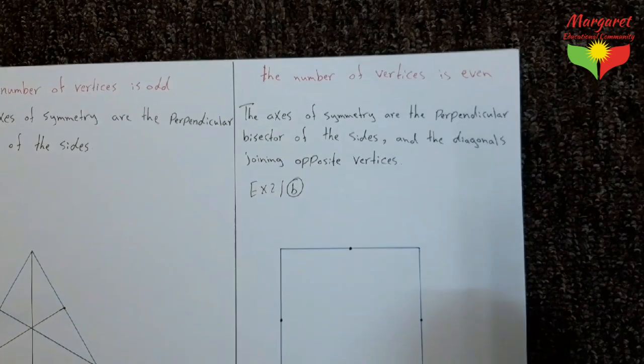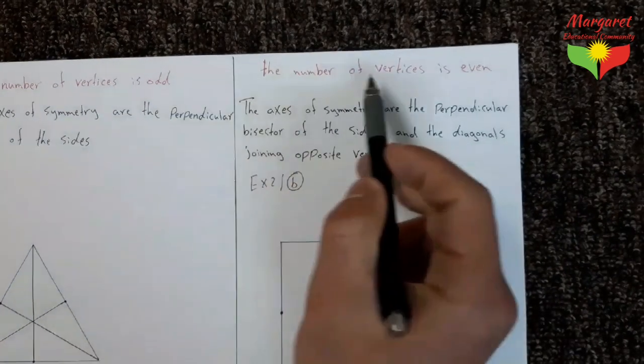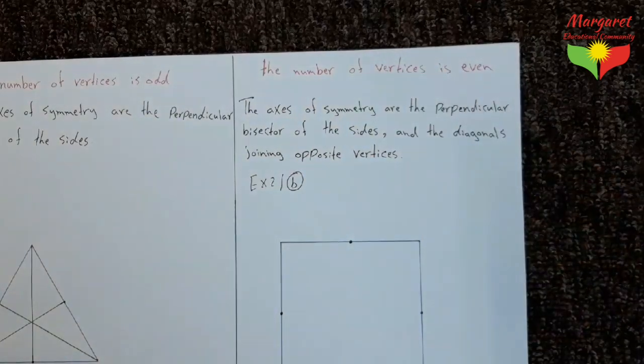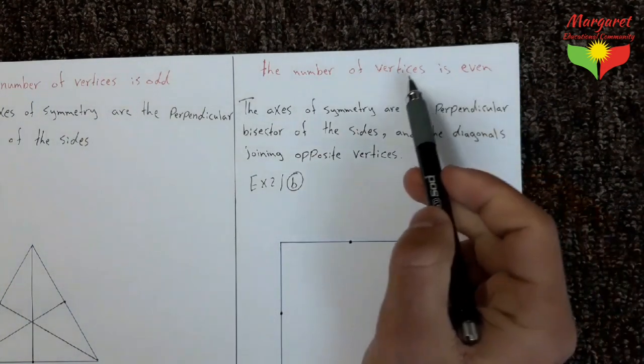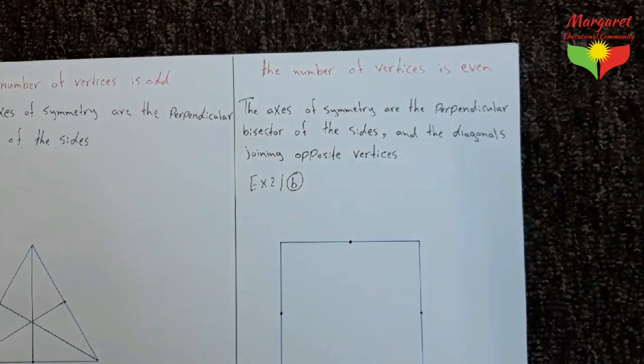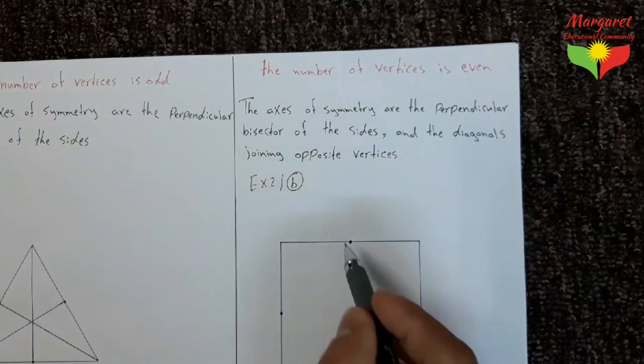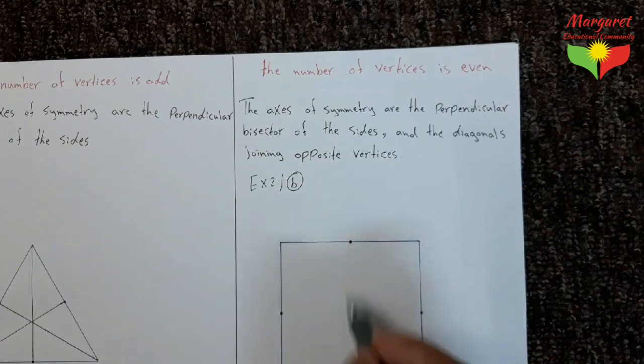And we can say that if the number of vertices is even, then join the midpoints of opposite sides and join opposite vertices.